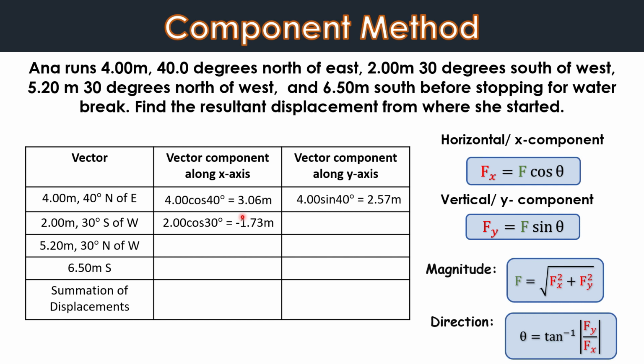Okay? Same goes for the y component. However, this time we will have 2 sine 30 degrees and magiging negative 1. Negative kasi yung direction along the y-axis ay south. And again, pagka-south, negative. So yung dalawang vector na present dito ay negative. Next, 5.20 meters, 30 degrees north of west. So, ganun pa rin, F cosine theta. For the x component, we will have 5.20 cosine 30.